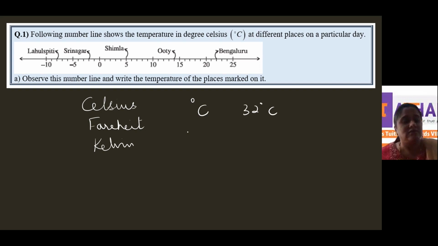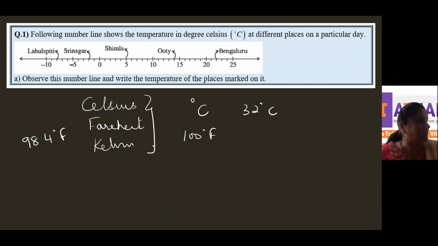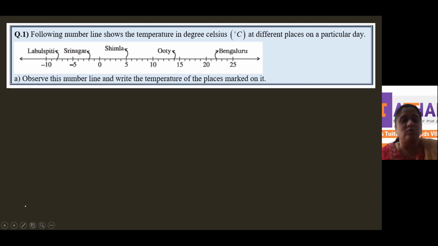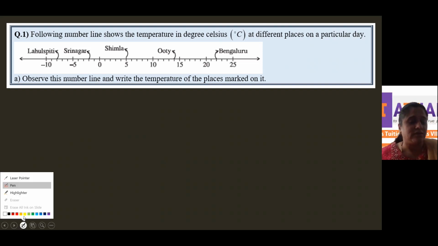And supposing some 100 degrees Fahrenheit. We know that the normal body temperature is 98.4 degrees Fahrenheit, right? Yes or no? Similarly, we have the Kelvin scale. So there are three different units in which temperature can be measured: Celsius, Fahrenheit, and Kelvin. Here the temperature is measured in degrees Celsius at different places on a particular day.